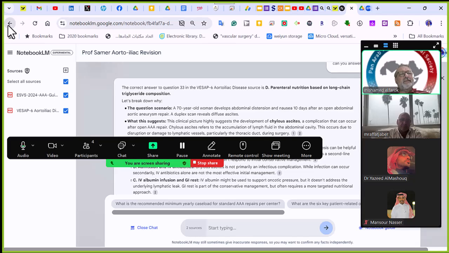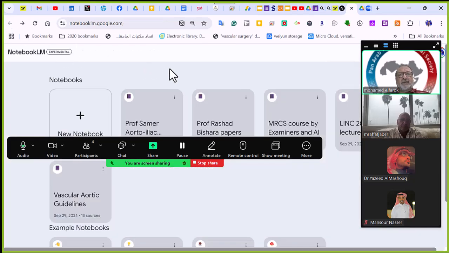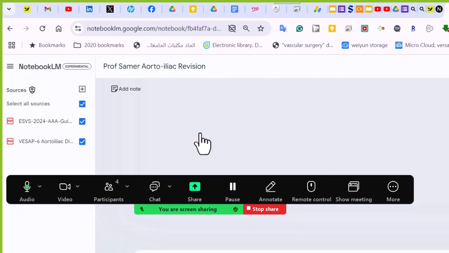Okay, let me go back. So you have a Google account. Okay, all of us have a Google account. Okay, so I want to discuss the aortoiliac recent guideline with a consultant. Not only this, with a very good consultant, with someone with IQ more than 200 who has all the guidelines in his mind. Okay? So what I do, I created a Google Notebook, which is artificial intelligence I can speak to. So I called it Professor Samer Aortoiliac Revision. This is artificial intelligence that you can upload the source of the document to.